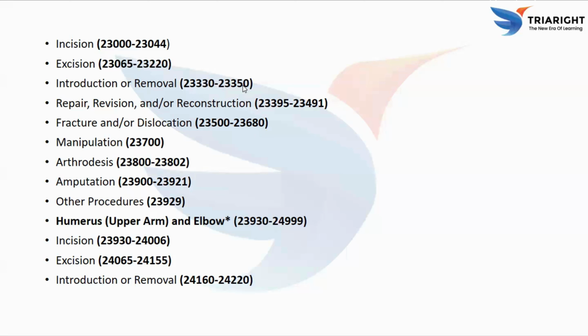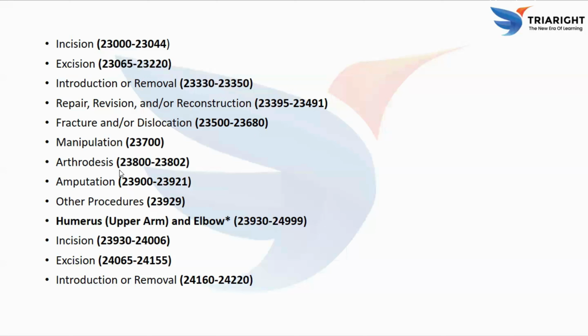Introduction or removal, repair, revision and/or reconstruction, fracture and/or dislocation. The treatment of the shoulder fractures, shoulder dislocations, they can be closed or open. For example, reduction of the shoulder dislocation. The code range is 23,500 to 23,680. So next is manipulation, the manual correction of the shoulder under anesthesia. There is no incision in the manipulation. Arthrodesis, fusion of the shoulder joint. The code ranges are 23,800 to 23,802.